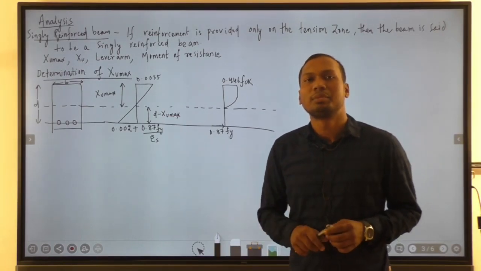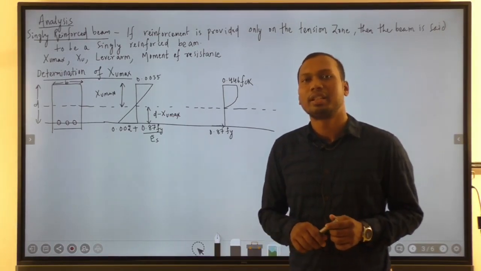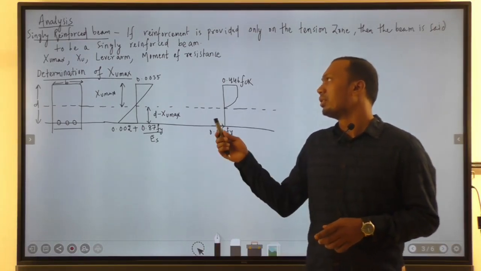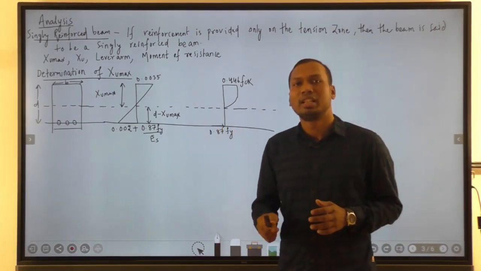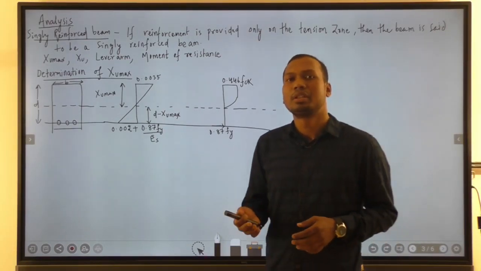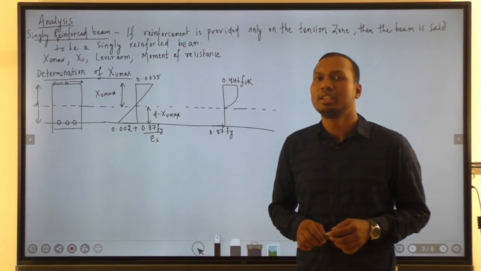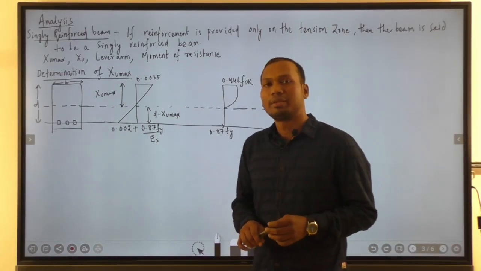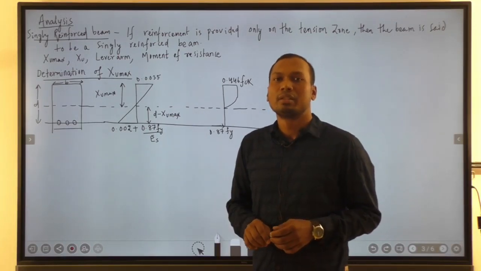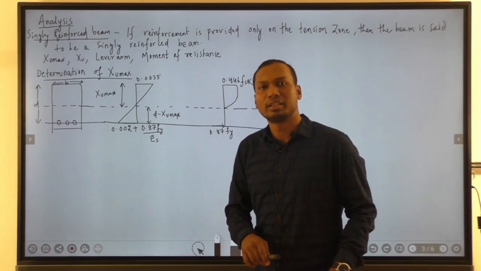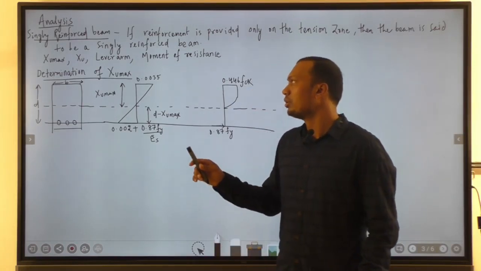Xu max is nothing but the maximum depth of neutral axis which we get for a balanced section. Then we need to determine Xu, with the help of which we can know whether the beam is a balanced beam or under reinforced beam or an over reinforced beam by comparing it with Xu max. Then we have to determine the lever arm, because this lever arm will help us to get the moment of resistance of the section. So let us go one by one.